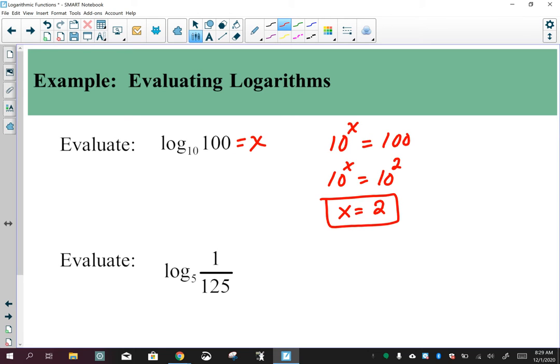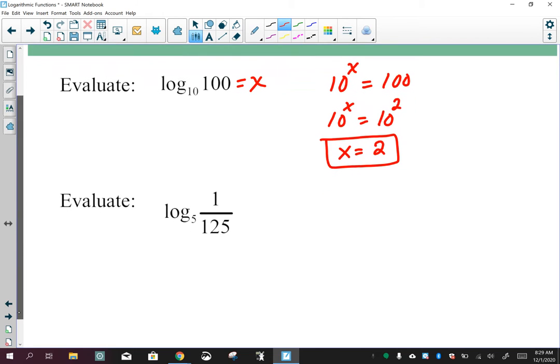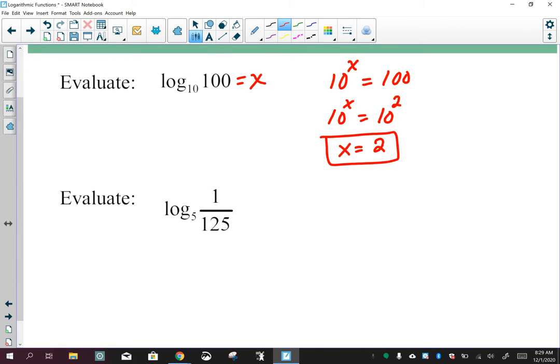Okay. Let's try it again. Now this one has a fraction. We'll deal with this in a second, but again, pick your favorite letter. Let's pick a different letter. Let's do an m. I like m's. m's are fun. So I have 5 to the m. That equals 1 over 125. So now I need to take this 125, and can I turn this 125 into a base of 5? The answer is yes. 125 is going to be 5 to the third power.